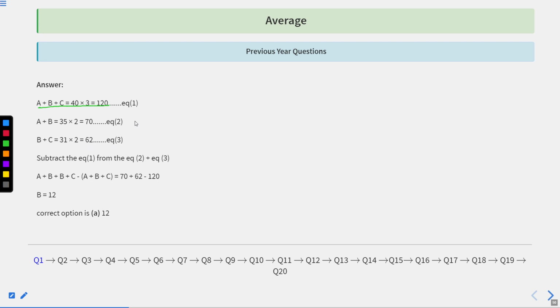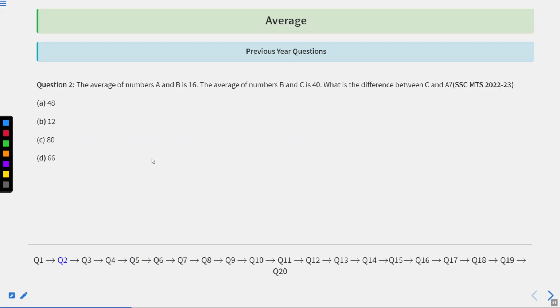Name them equation 1, equation 2 and equation 3. Now take the sum of equations 2 and 3 and subtract equation 1 from it. I will have (A plus B) plus (B plus C) minus (A plus B plus C) equals 70 plus 62 minus 120. And the answer that I'm going to have is B equals 12 kg. So that is exactly what I wanted to compute. The correct answer here will be option B, 12 kgs.